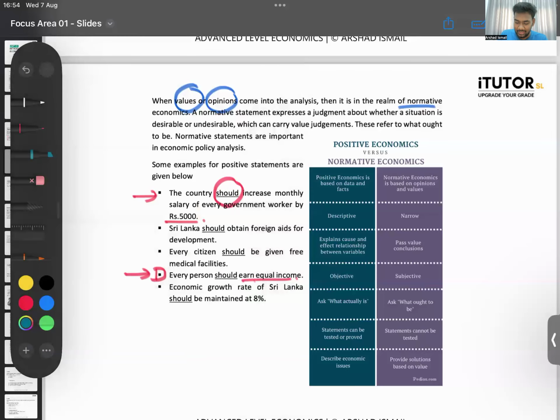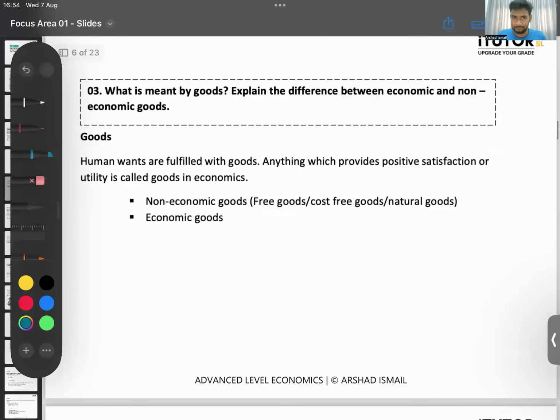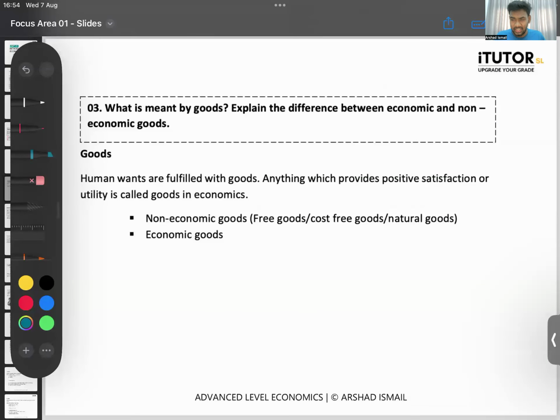We'll then go into goods. What are goods? We say in economics, goods are anything that satisfies human wants. Goods are anything that satisfies human wants. And goods provide us with positive satisfaction. That is also called utility. Anything that provides positive satisfaction or utility.